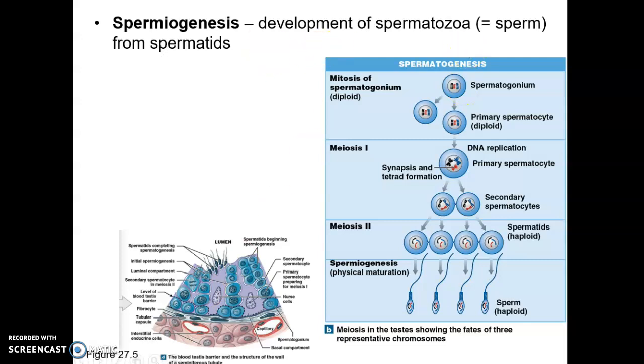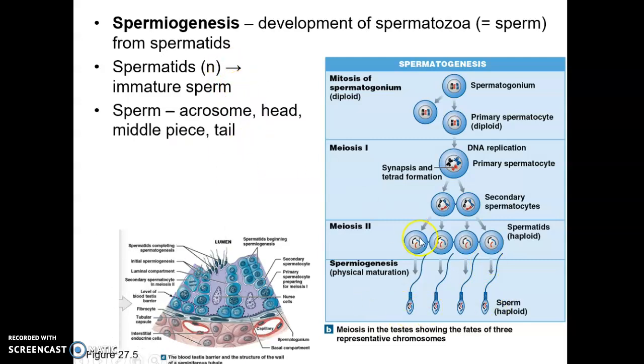So spermiogenesis is development of sperm or spermatozoa from the spermatids. The spermatids, when they first become sperm, are immature, and then they migrate towards the epididymis for maturation. The structure of the sperm has an acrosome, which is an enzymatic head covering on the head of the sperm. Then the midpiece with mitochondria to help drive the tail or the flagellum. It takes about 9 weeks for sperm to develop from the spermatogonia.